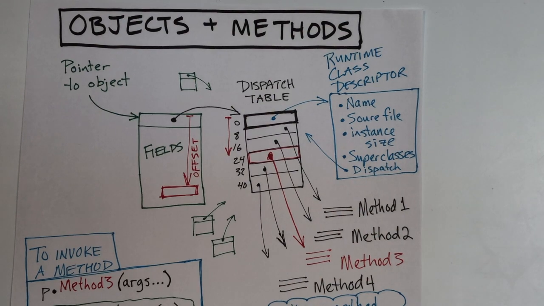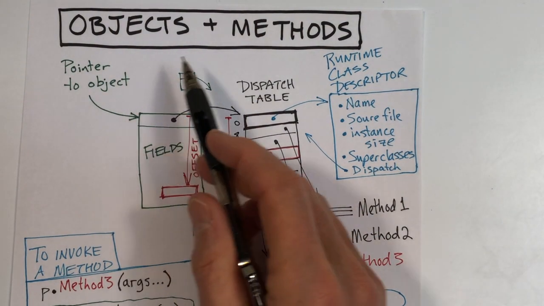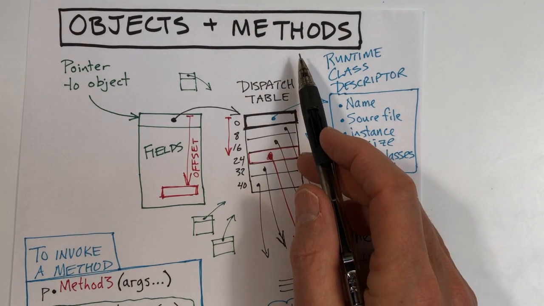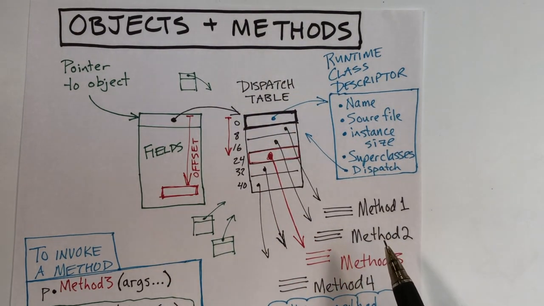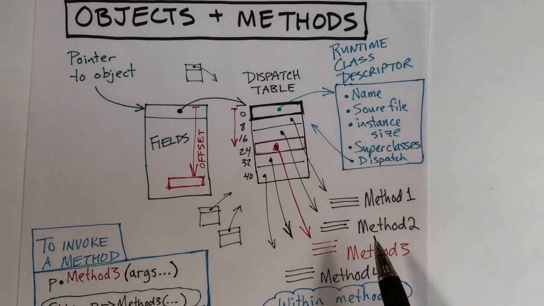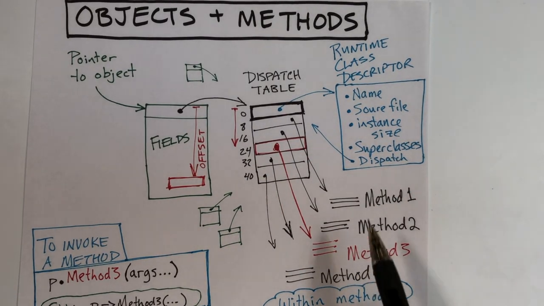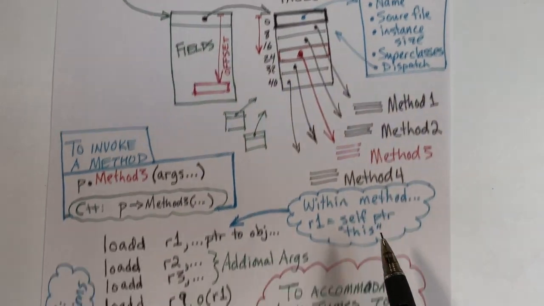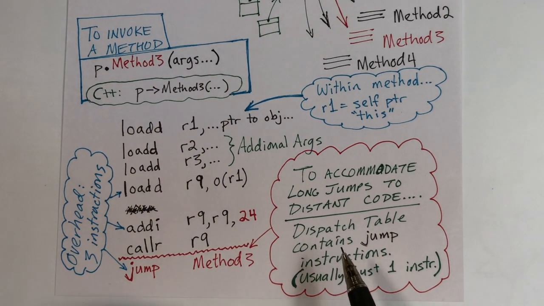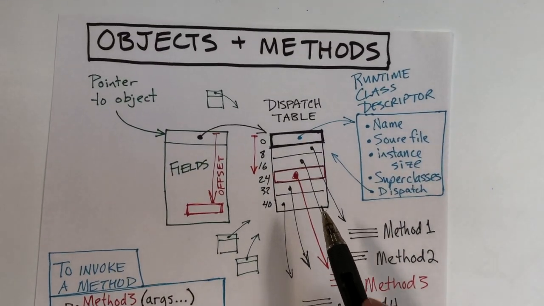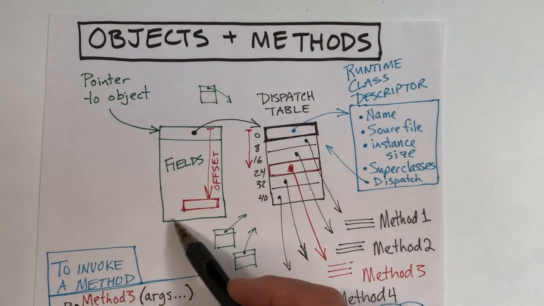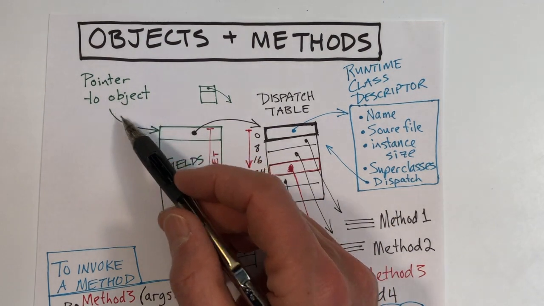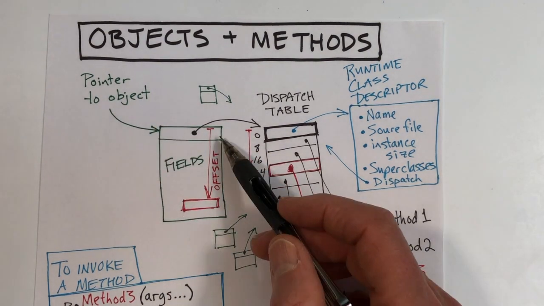Now let's take a look at object-oriented programming. Let's talk about how objects are represented and how methods are invoked. This is a pretty complex picture here, but we'll go through it piece by piece. First we have the data representation, and then down here we have the code that would be generated. So let's start with an object. Here is an object, and we assume we've got some kind of a pointer to this object.